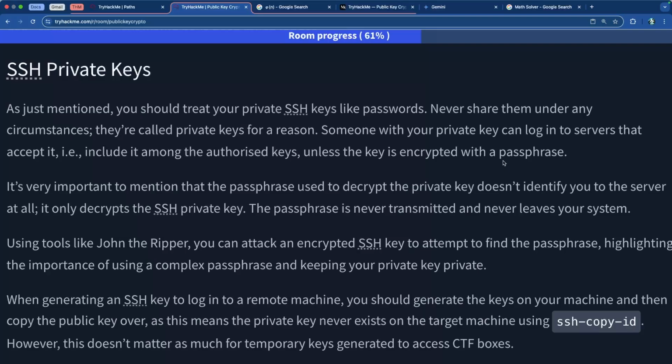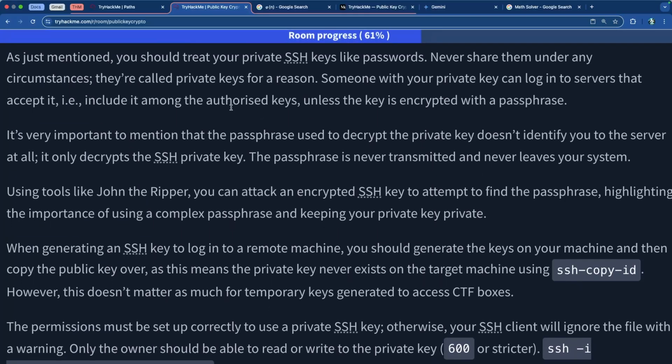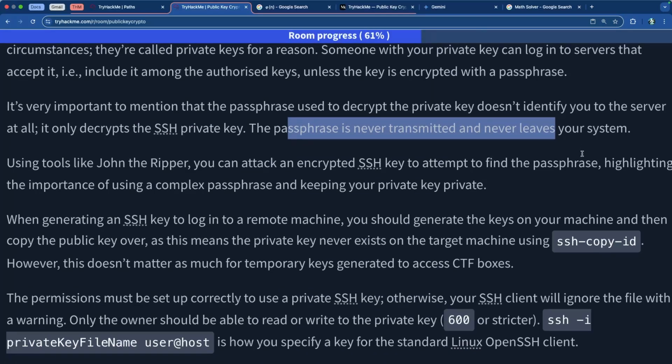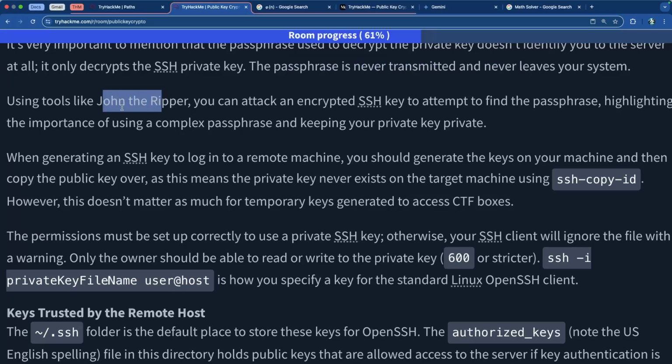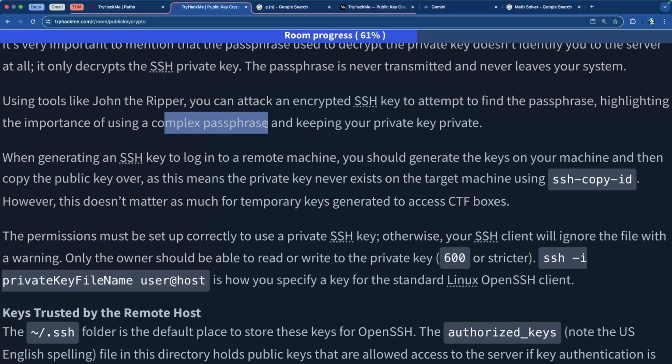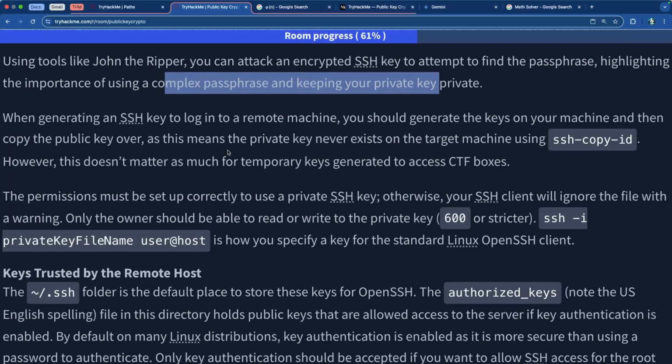Someone with your private key can log into servers and include it among authorized keys unless the key is encrypted with a passphrase. It's very important to mention that the passphrase used to decrypt the private key doesn't identify you to the server at all. It only decrypts the private key. The passphrase is never transmitted and never leaves your system. Tools like John the Ripper, which we're going to end up using, can attack an encrypted SSH key to attempt to find the passphrase, highlighting the importance of using a complex passphrase and keeping your private key private.